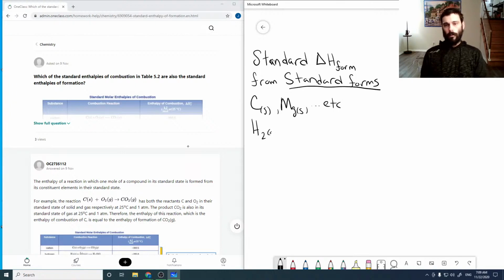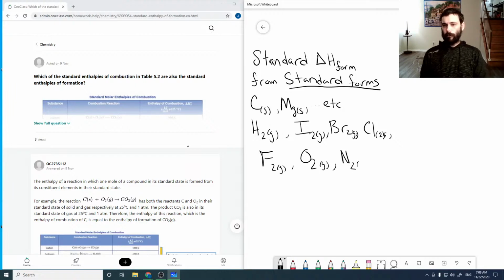So that would be H2 and I2, Br2, Cl2, F2, O2, and N2. So essentially that's all you would need to solve this question, is just to remember which of these species, or what the standard forms for your species are.